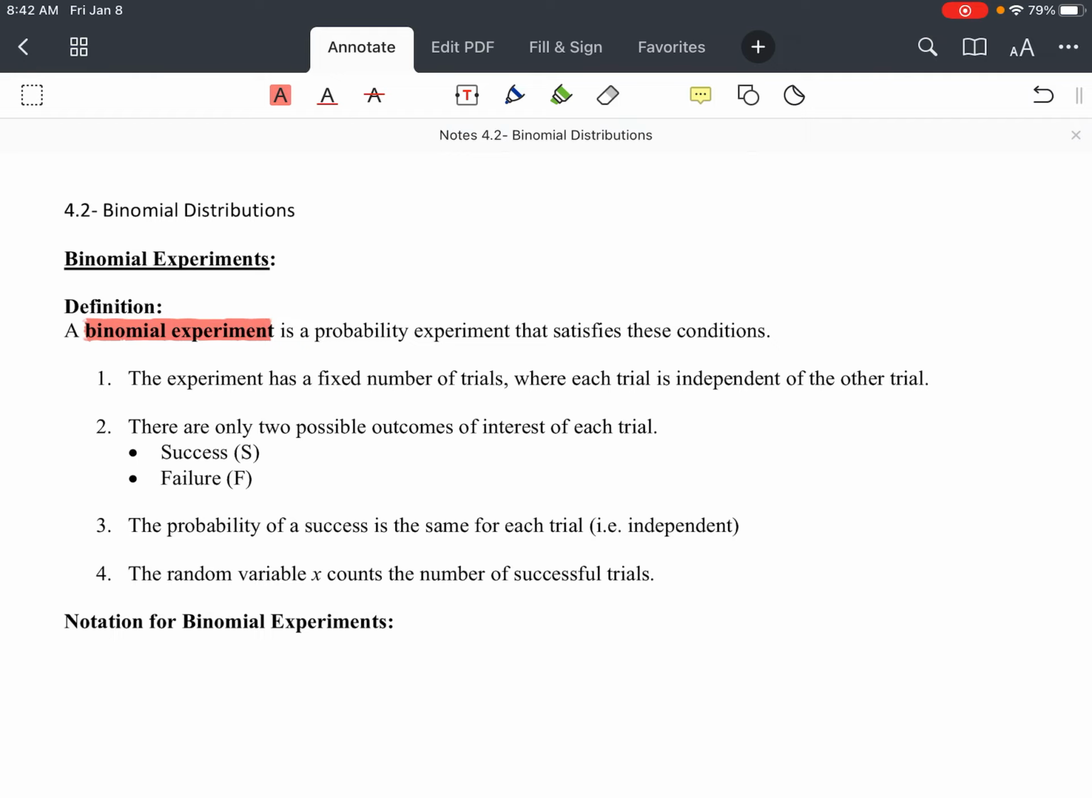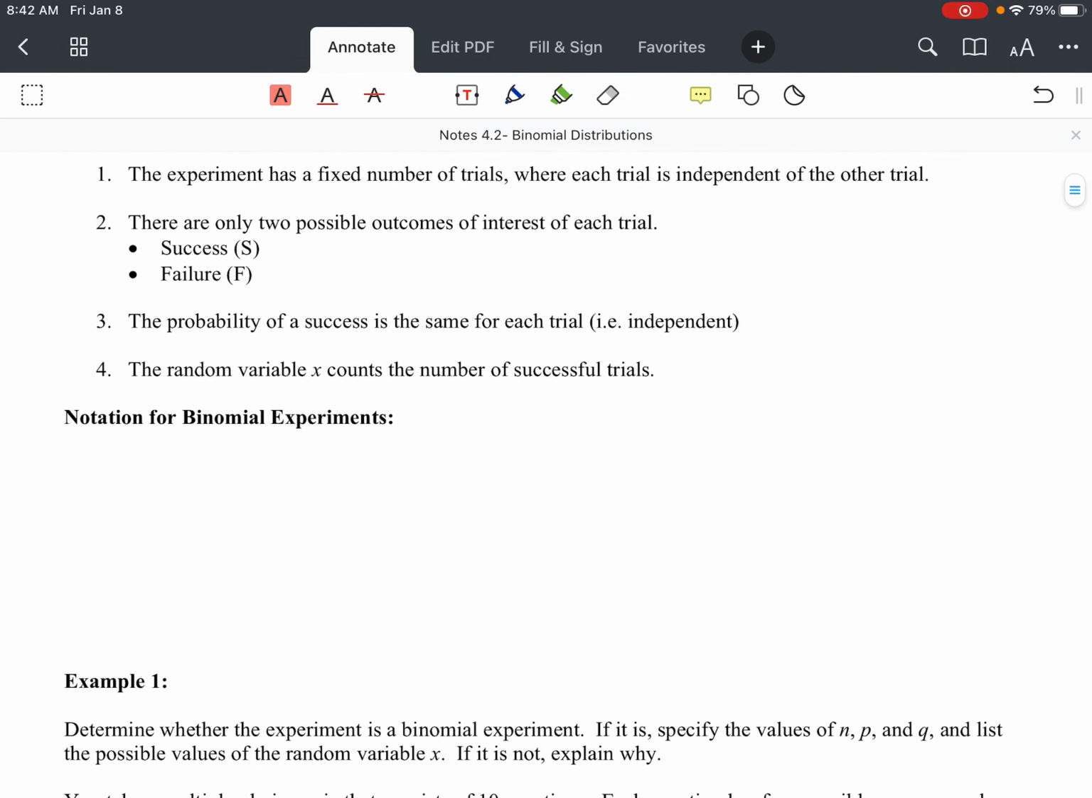The third condition is that the probability of a success is the same for each trial. In other words, the trials are independent of each other. So no matter how many times we do this, the probability of one thing happening is the exact same as the probability of the next thing being a success. And then the fourth one: the random variable x counts the number of successful trials. So x just represents the number of successful trials. We don't need to count the number of failures.